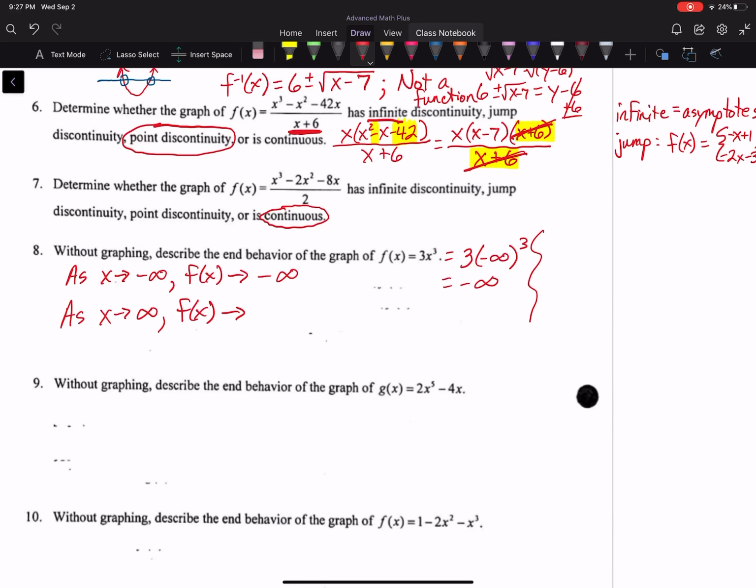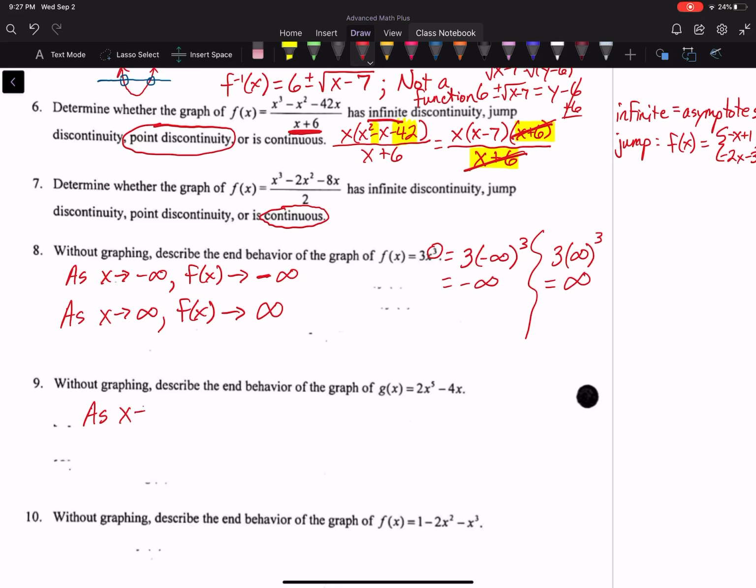Now we do the same thing with positive infinity. 3 times positive infinity cubed would just equal positive infinity. So this one would be positive infinity. And remember, I told you, if it's an odd exponent, these should be going to opposite infinities. Now they might change, but if one's going to negative infinity, the other one needs to be going to positive infinity if the exponent is odd.